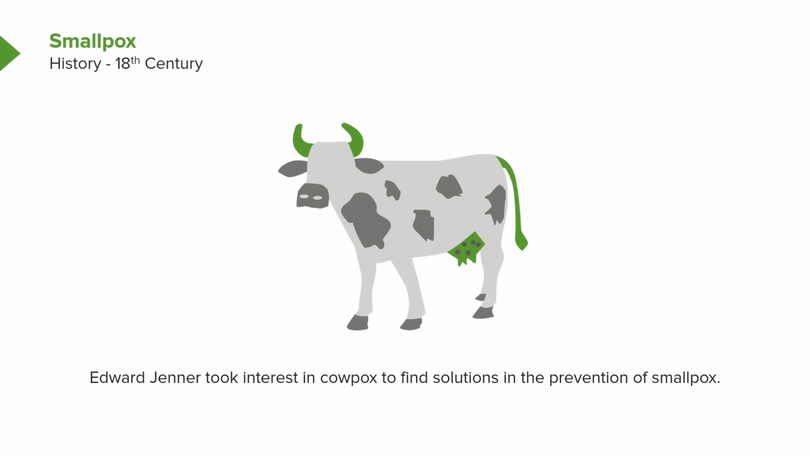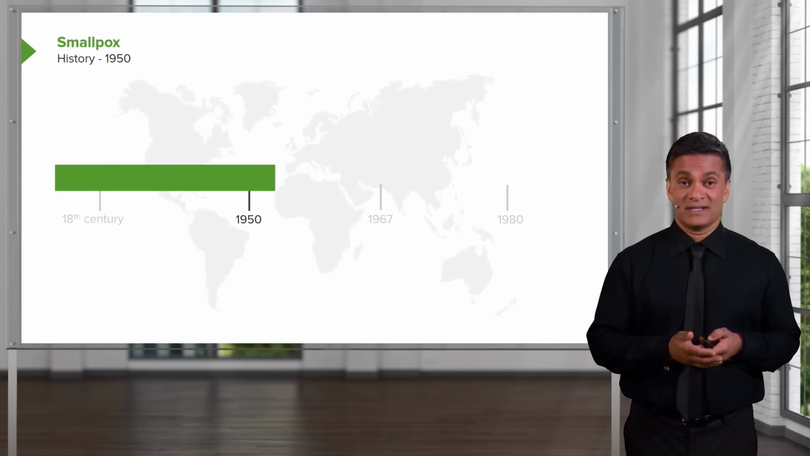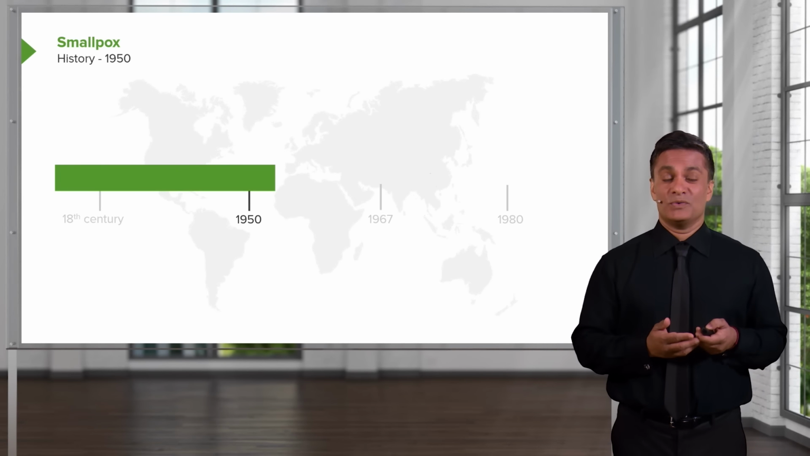So Edward Jenner took interest in cowpox, which was a kind of smallpox that cattle had, and he noticed that people who were milking cows would be exposed to cowpox and tended to be immune to smallpox as a result. So he got the idea that exposure to this particular infection of cowpox may imbue an individual with a kind of immunity to smallpox.